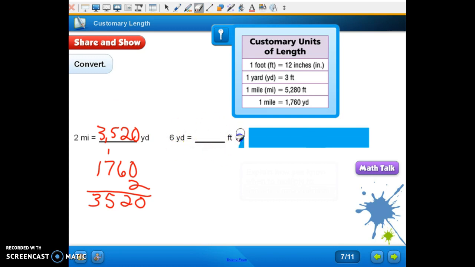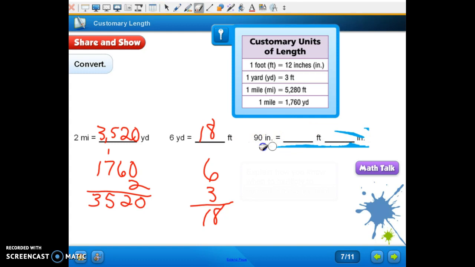Okay, I want you to stop your recording, and I want you to do number 2 with the check mark, and then turn it back on and see if you got it right. Number 2 with the check mark, you're going from a larger unit of measure to a smaller. So you're going to take your large unit of measure, you're going to look at your conversion chart. You need to start memorizing these. And that is equal to 18 feet.